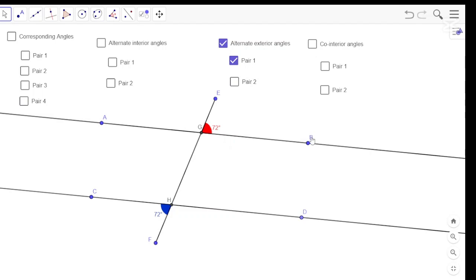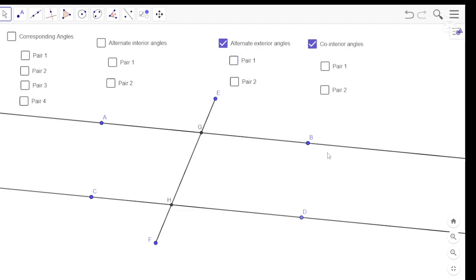We have angle BGE, which is alternate to angle CHF. So we have 72 degrees and 72 degrees. So consider the Z shape. Looking at the Z shape, we have this one, the angle formed outside.